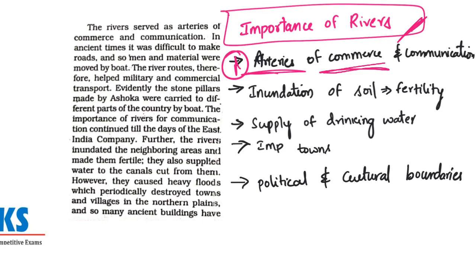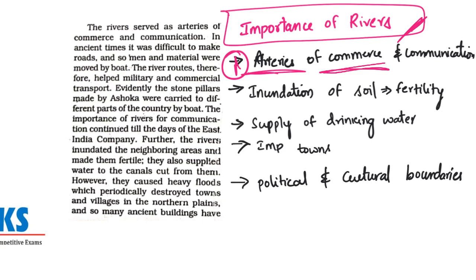The people carried these very heavy stone pillars by boat, using the rivers as a communication channel. So rivers played a very important role until the coming of the East India Company, until the Britishers came. It was rivers which stood as the example for communication within India, but only after the East India Company came did they start to establish the railways. So until then it was the rivers which played the role of communication channel.